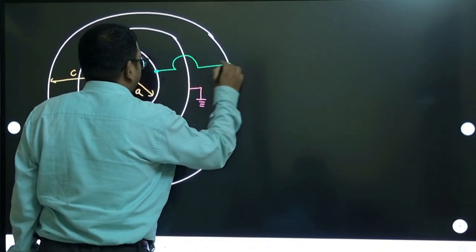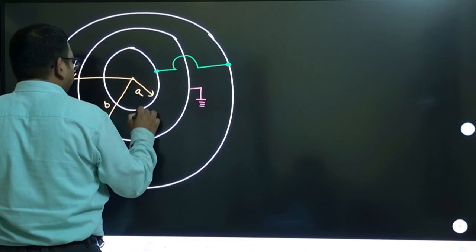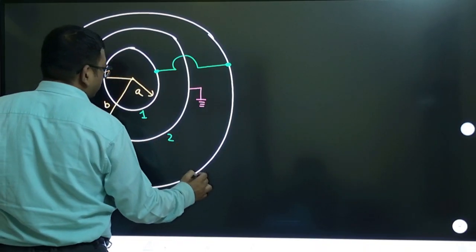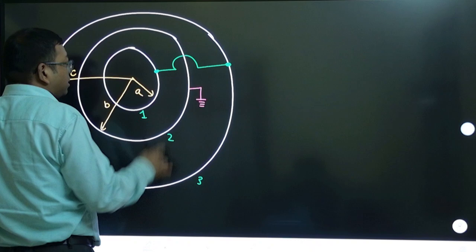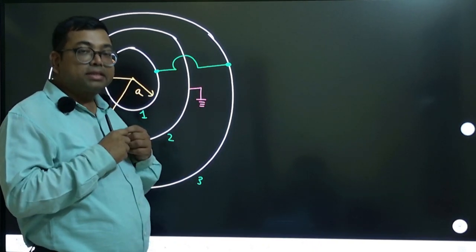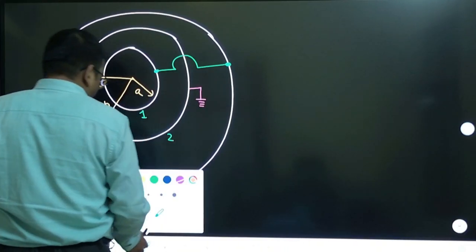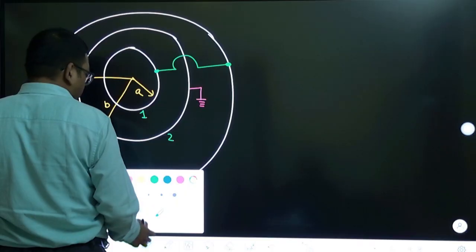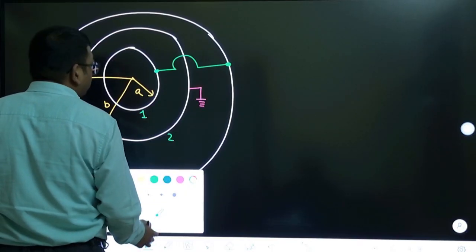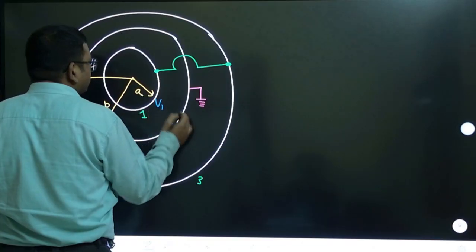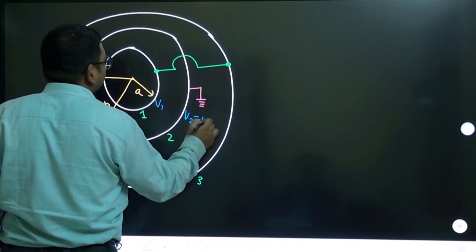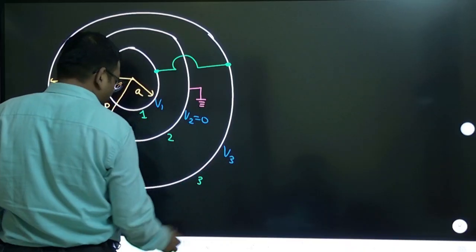So this is the first one, this is the second one, third one. First and third are short circuited, means they are just connected. They will have the same potential. So what will be the potentials? This V1 will have some potential, V2 will be 0 here, and V3 will be something.